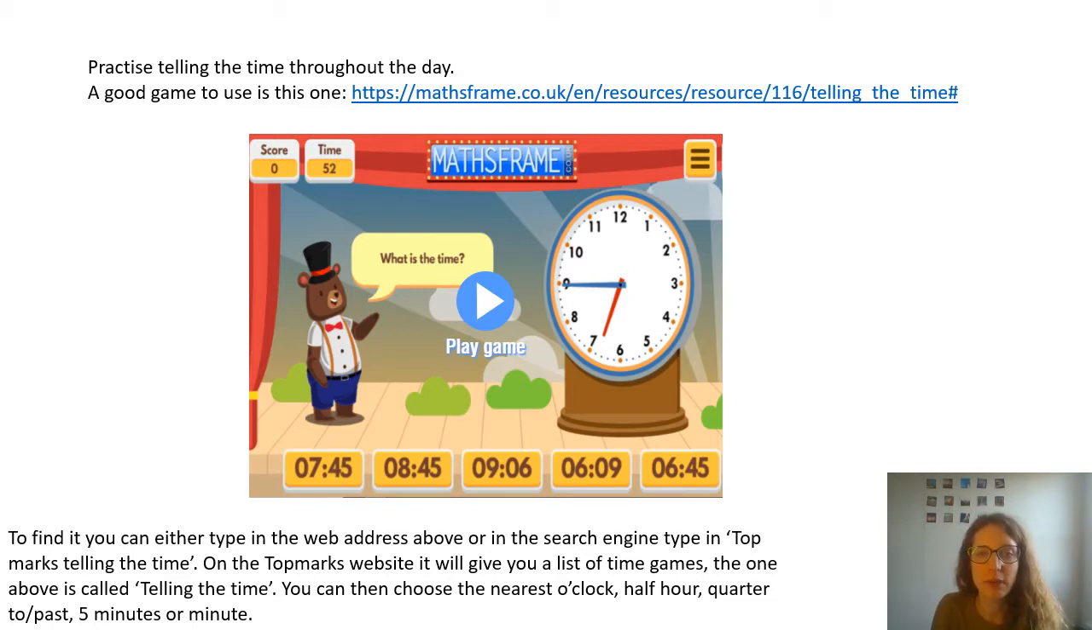You won't be able to click on the link, but I will put it into the assignment so you can see it. It will give you a screen like this, as you can see in the picture. You can find it by following the link I put in, or if you Google Top Marks telling the time, this is one of the top options on the list of games that comes up. You can choose to practice to the nearest hour, half past, quarter past, quarter to, nearest 5 minutes, or even the nearest minute if you're feeling really confident, and it's how many you can answer in a minute.